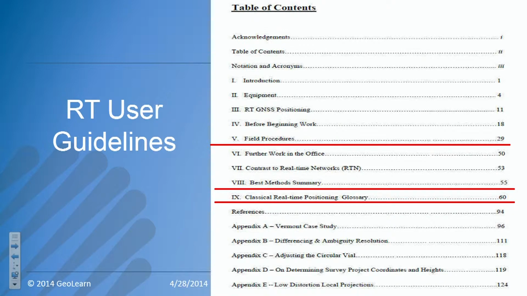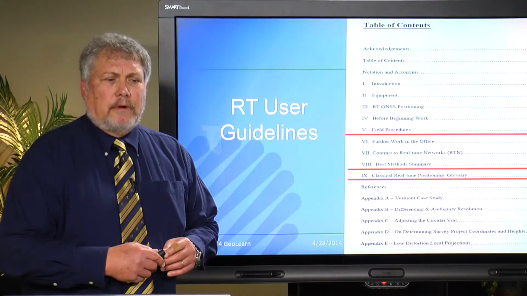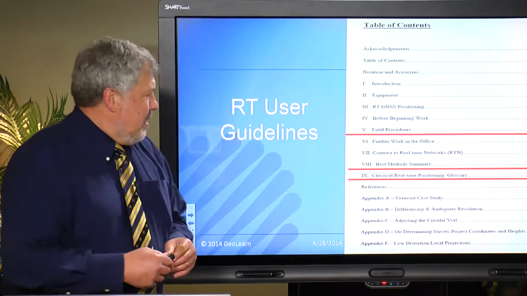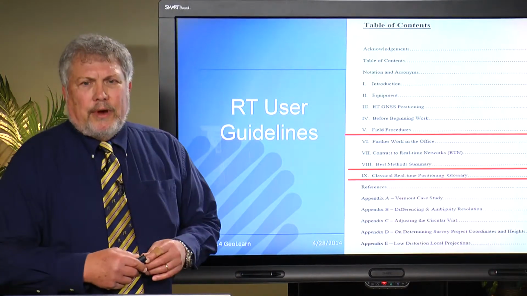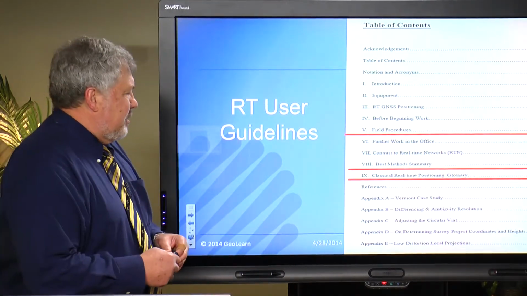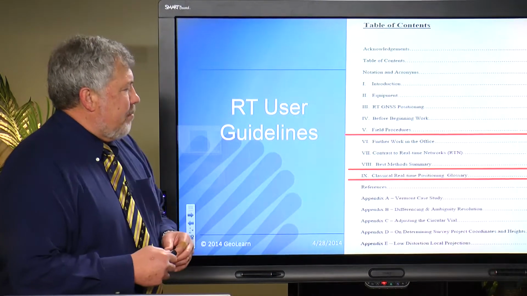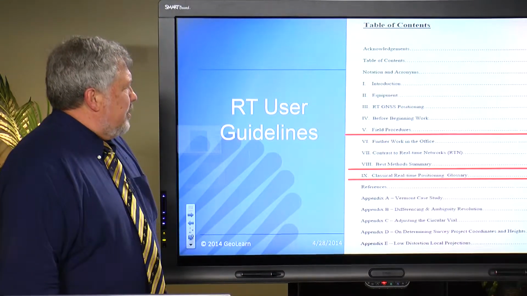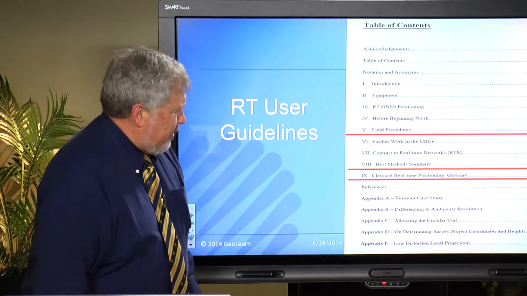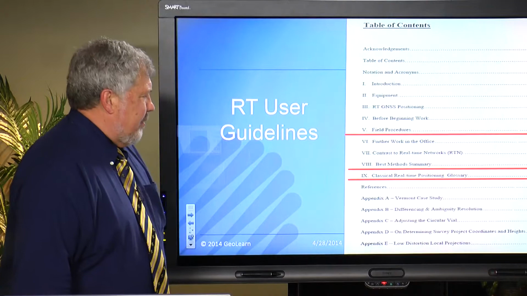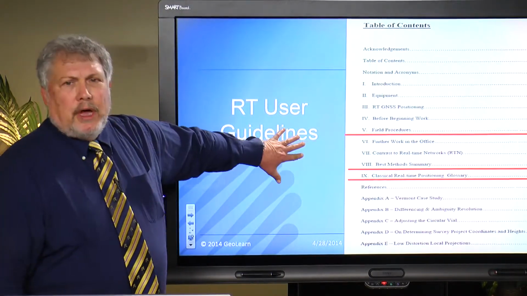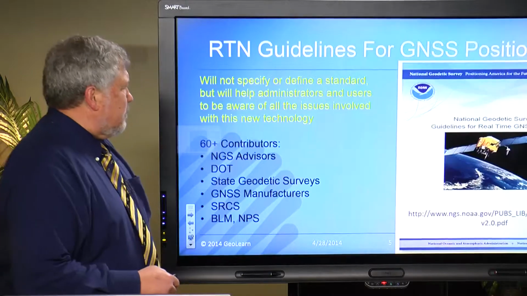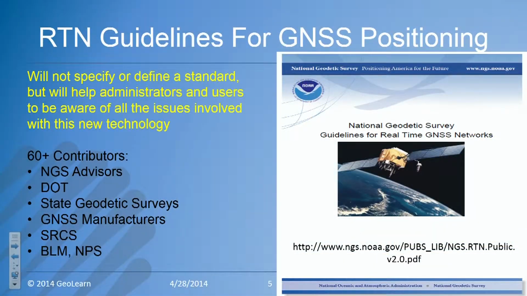And there are some appendices: adjusting the circular vial, a case study by Dan Martin, the NGS advisor to Vermont and extensively New England, and a section about differencing and ambiguity resolution, a couple things about low distortion projections, and determining survey project coordinates and heights. So this document is long when you look at the glossary and the appendices, and I'm pointing you to the highlights in that document to look at. Now, also, there's a draft document available at NGS, and that document is for real-time networks.